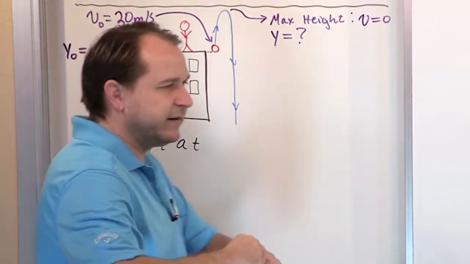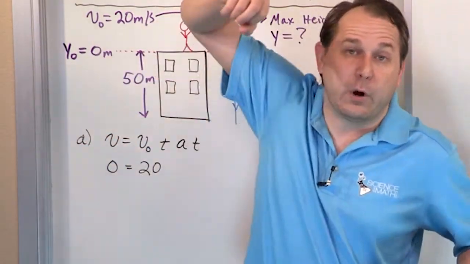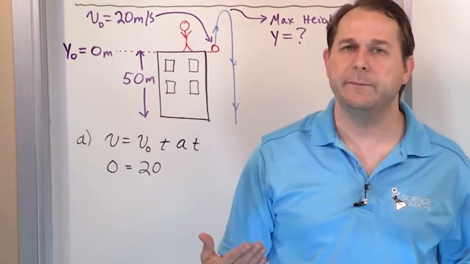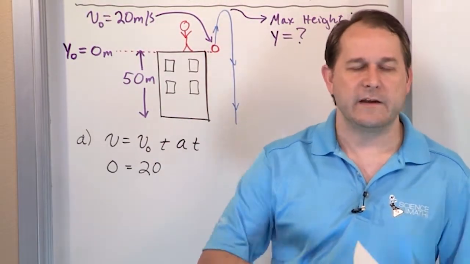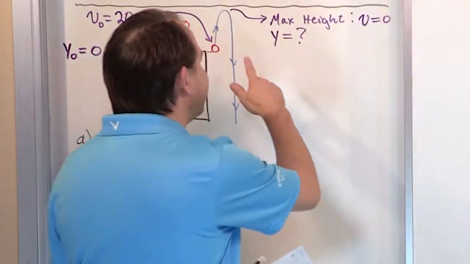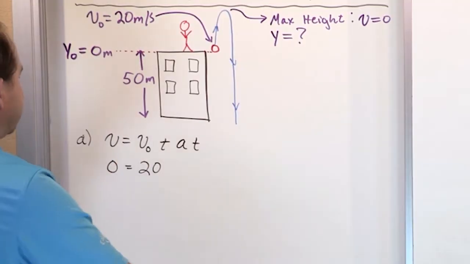If you were, for instance, to be at the top of the building and throw the rock down, then the velocity wouldn't be 20 meters a second. It would be going down. It would be -20 meters a second. And then the problem would be completely different. In this case, we're launching it up, so it's a positive velocity.